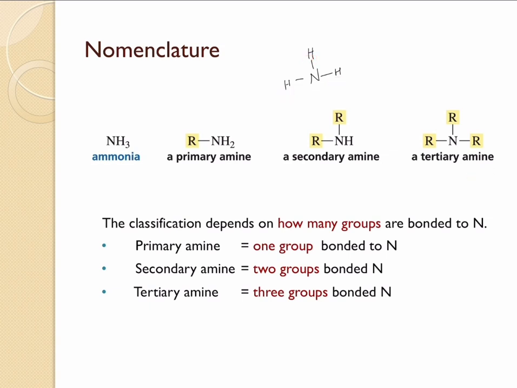So primary amines are amines where the nitrogen is bonded to only one group, which means it needs to have two hydrogens. And in a secondary amine, the nitrogen is bonded to two groups. And in a tertiary amine, it is bonded to three groups.